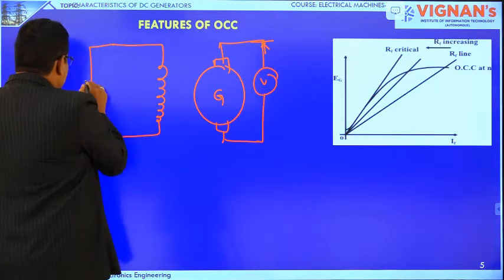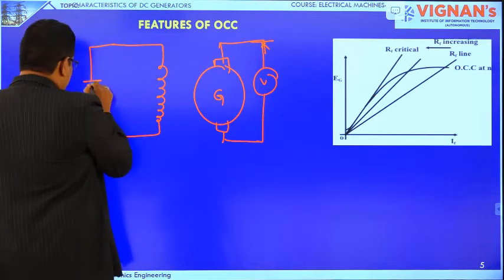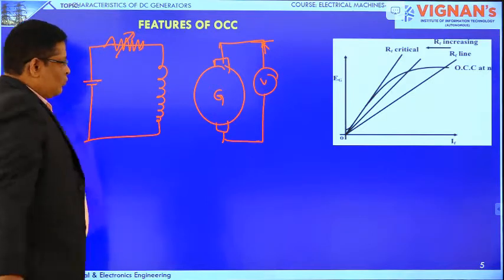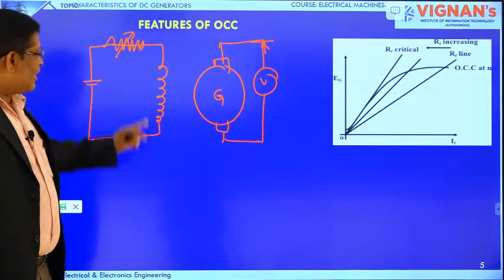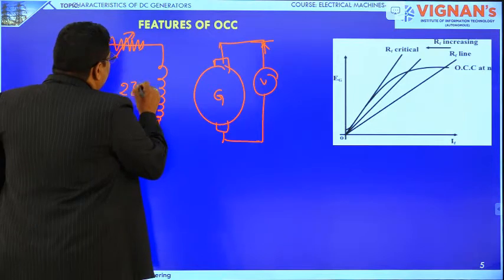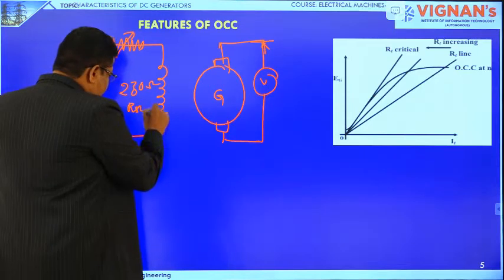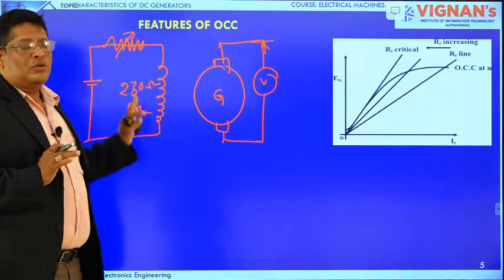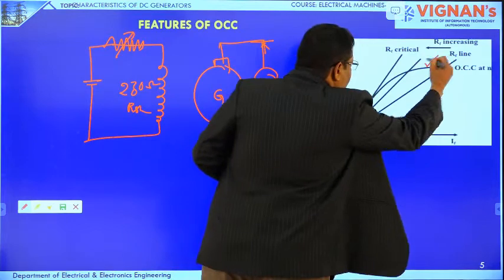In OCC, here is the DC source. Here we can keep a variable resistance also. The field has some amount of resistance. See here, in this case we are taking 230 ohms. The field resistance RSH is 230 ohms. I have taken some example value, 230 ohms. So this is the OCC characteristic of the generator.